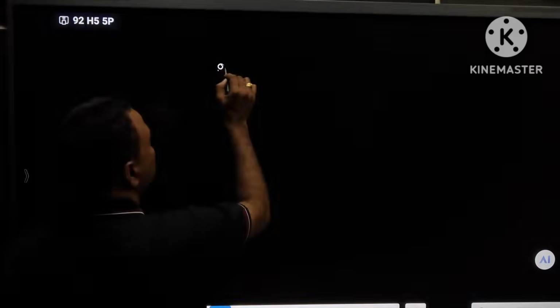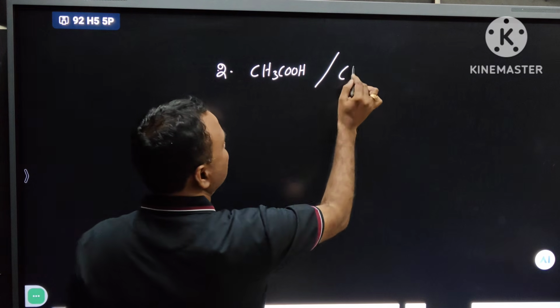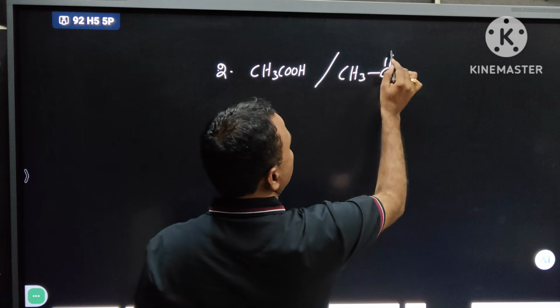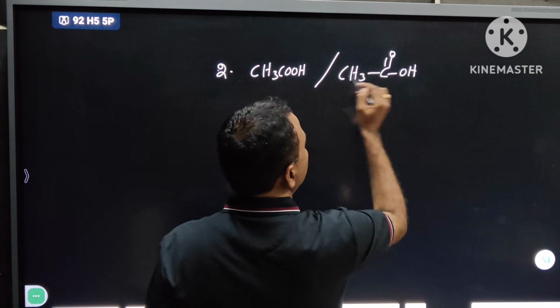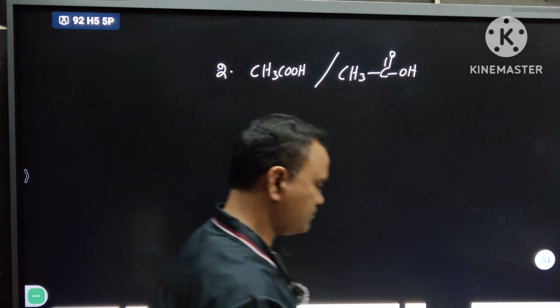Second one, CH3COOH, or you can write it like this also, CH3-C double bond OH. Both are the same, expanded form and normal form.